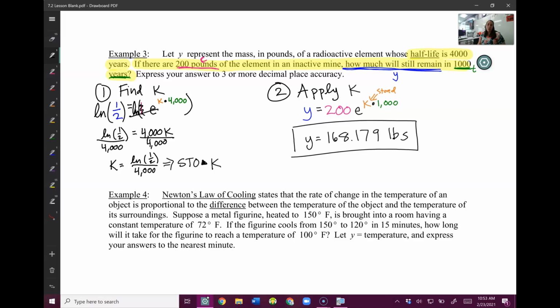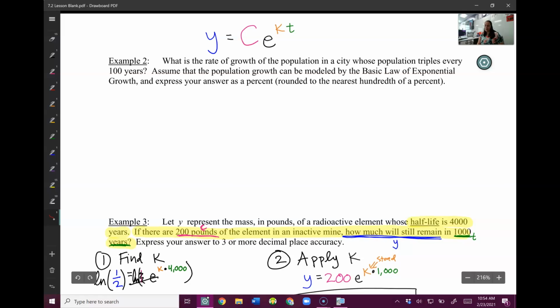And that's how most of these problems usually go. You use something to find K, but then your final answer is actually applying K. So now that we know that, let's go back up to example 2. This is a much simpler problem because this problem is just asking you to find K. You don't need to apply it. So let's read through this.